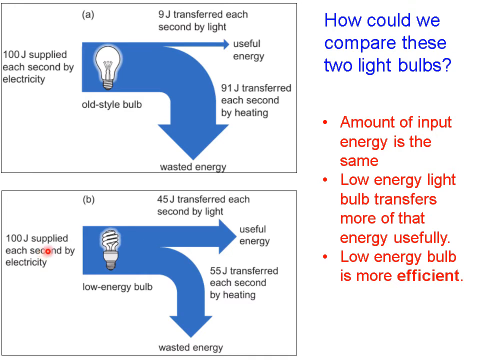But if we look at the low energy light bulb, it transfers much more of that energy usefully. So 45 joules out of the 100 are transferred by light. So that's useful because it's a light bulb, and also less energy is wasted. So when we compare two devices like this, the one that wastes less energy proportionally to what goes into it, we say is more efficient. So on the next slide we're going to have a look at efficiency and how we might calculate it.